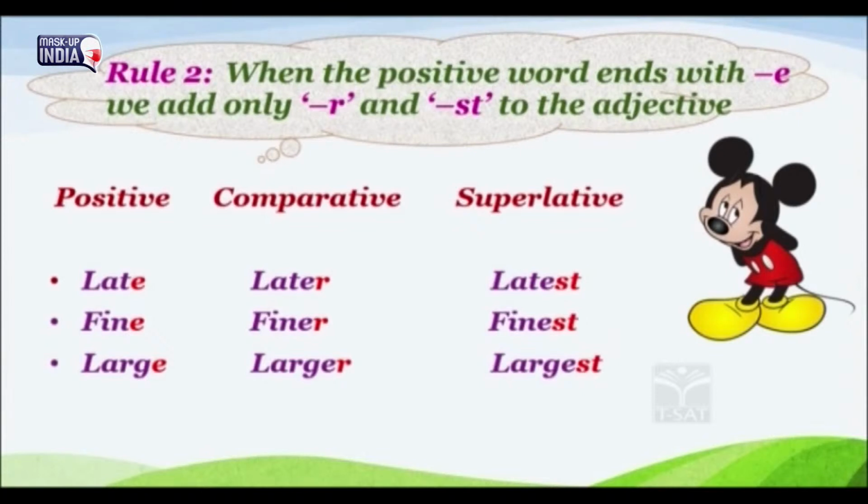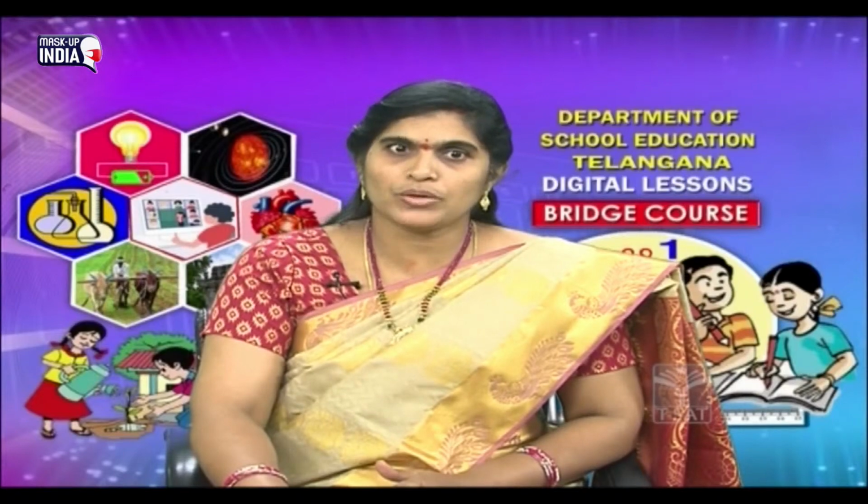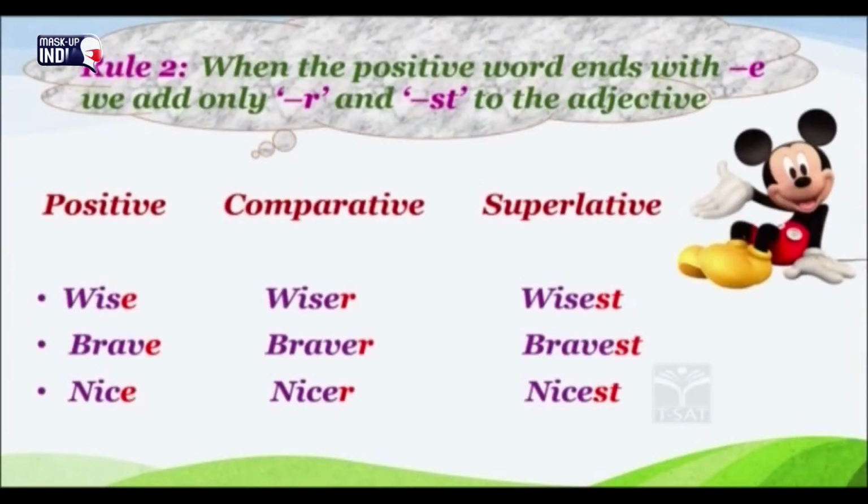So children, shall we go through the examples now? Okay, let us read these words. Late, later, latest. Fine, finer, finest. In the same manner, large, larger, largest. Shall we go through some more examples, children? Okay, here the word wise becomes wiser in comparative degree and wisest in superlative degree. In the same manner, brave, braver, bravest.